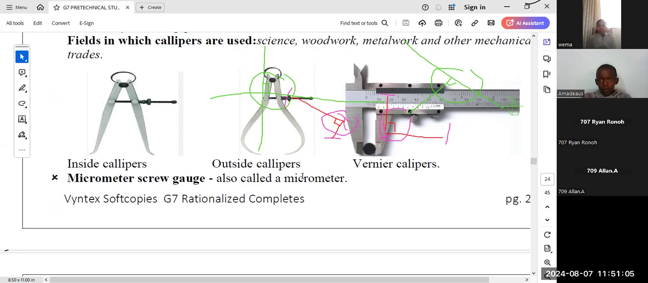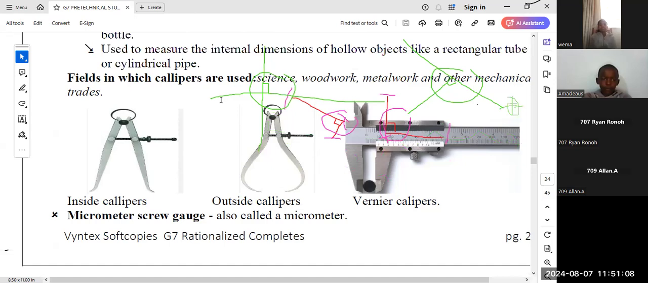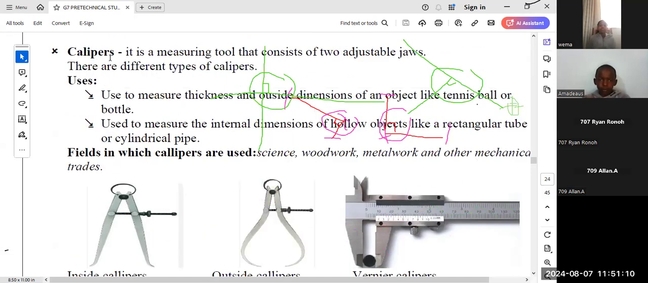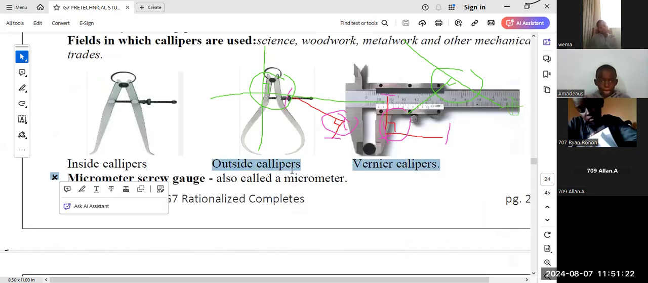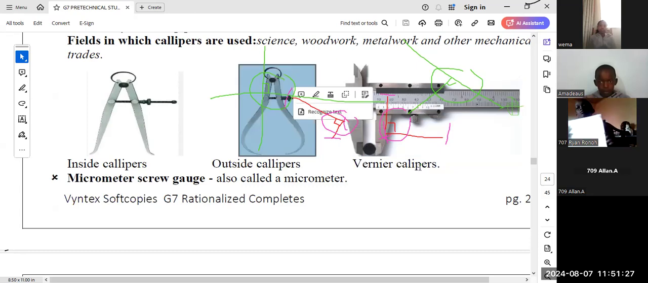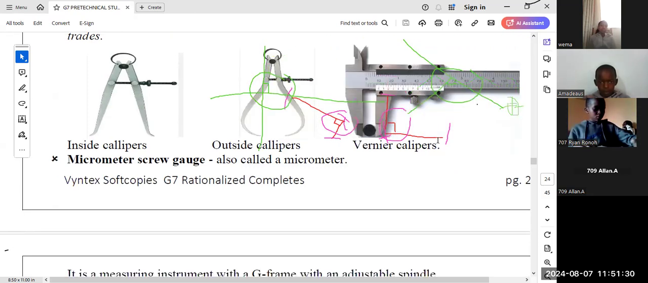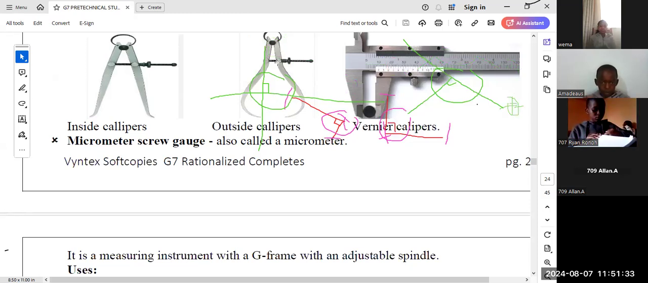Okay. So we were here on the calipers as another example of measuring tool. We are saying the calipers is a measuring tool that consists of 2 adjustable jaws. And we have different types of calipers. For example, the inside caliper, the outside calipers, and the vernier caliper. So you can clearly see the distinction when it comes to the drawing of the caliper. This one is the outside. The jaws are folding toward the out. That is why it's called outside caliper. The other one is the inside caliper. The jaws are folding toward the inside.